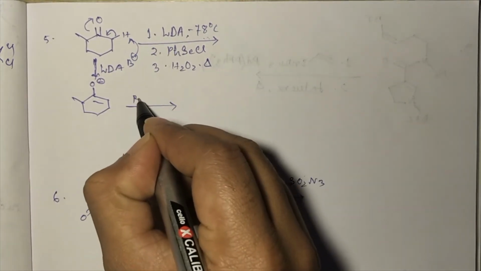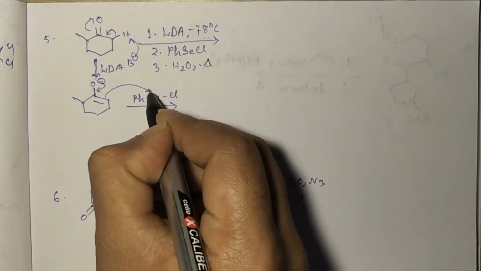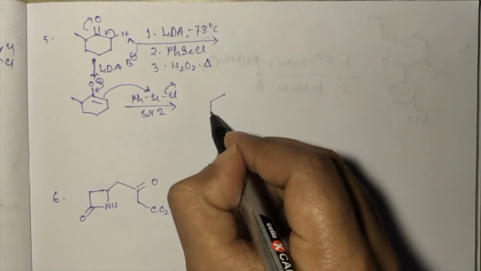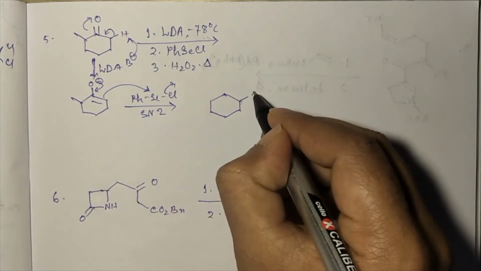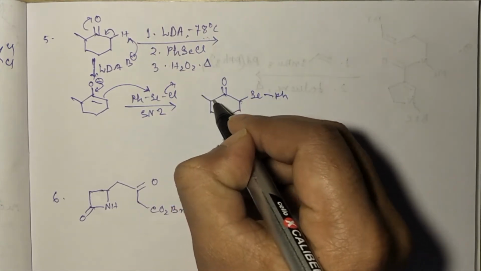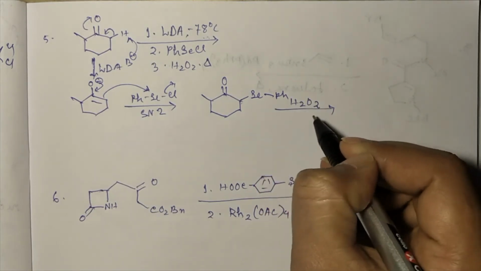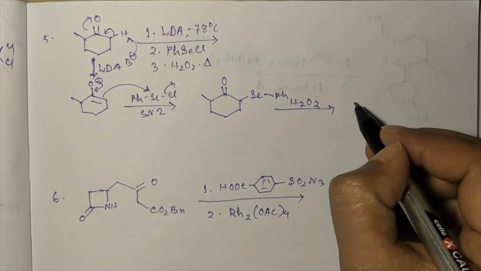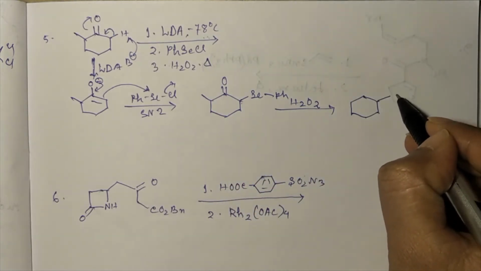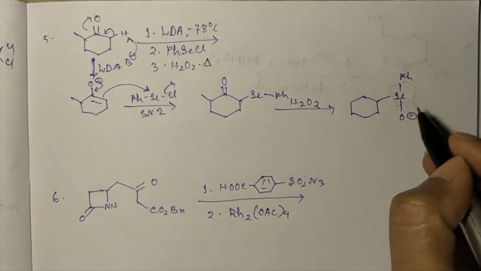Now PhSeCl, so it will attack, a simple SN2 reaction will occur. So SePh. Now if H2O2 is given, then it will oxidize. So it will be O minus.